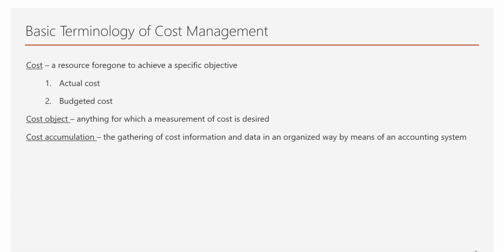Now we're going to talk about cost accumulation, which is simply the gathering of cost information and data in an organized way by means of some type of accounting system. Almost every company has some type of accounting system. A small company's may be very rudimentary compared to larger companies, but we have some type of accounting system in which to record those costs. So cost accumulation is simply the gathering of cost information and data in some organized way by means of an accounting system.